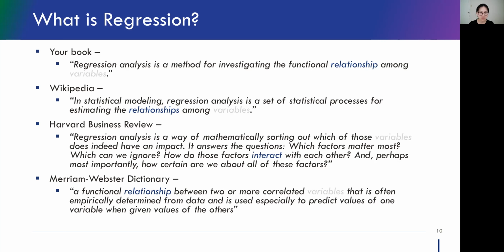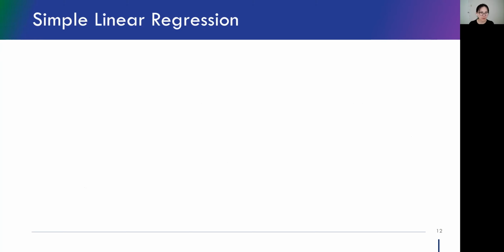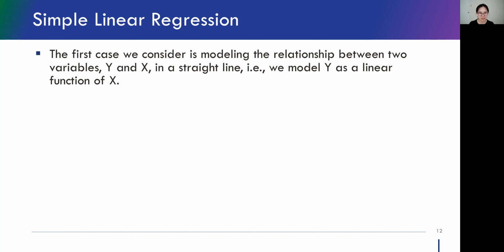But among all these four definitions, we see it mentions the relationship among variables, and there are some other conclusions we can draw with our regression analysis. We will start with simple linear regression, and this is the simplest regression model. So we'll take a look at it first.